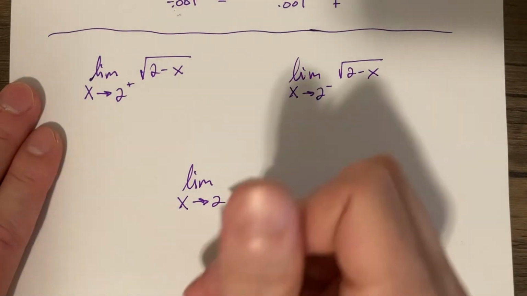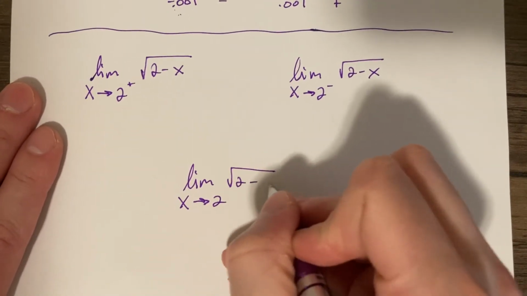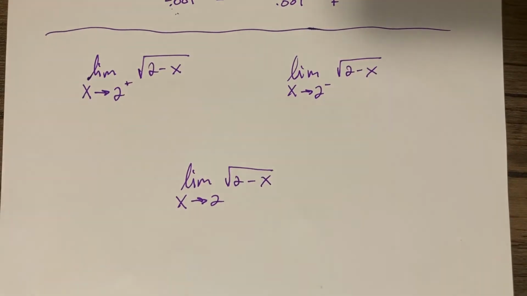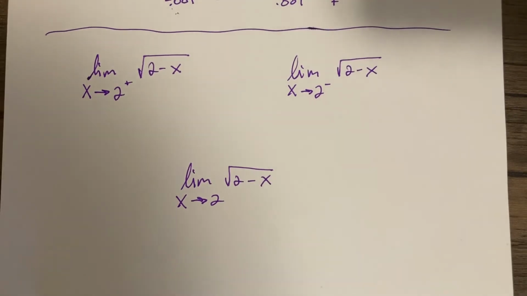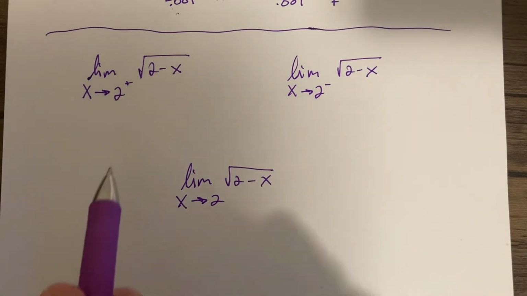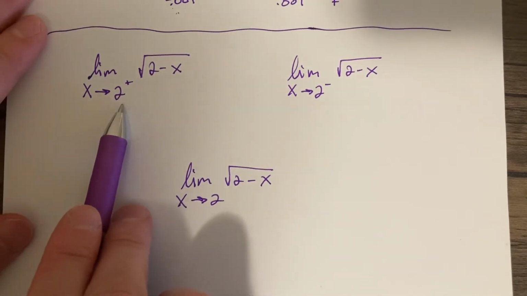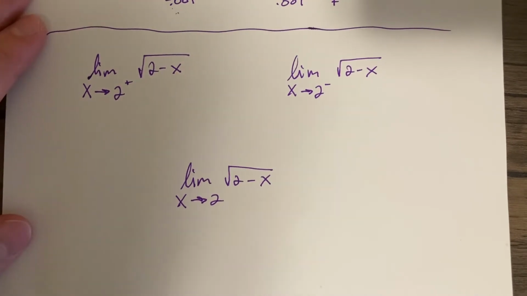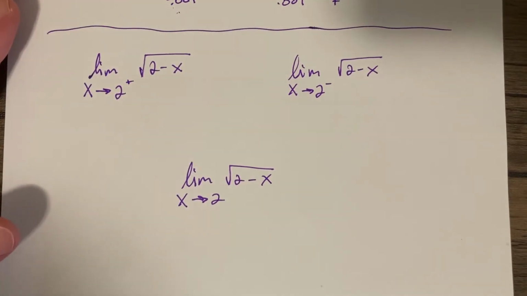Limit as x approaches 2 of our same function. So again, the two one-sided limits and then the two-sided limit. So let's plug in some numbers here and let's see what happens. So from the right side, pause here for a second, give you a chance to write some of that down.